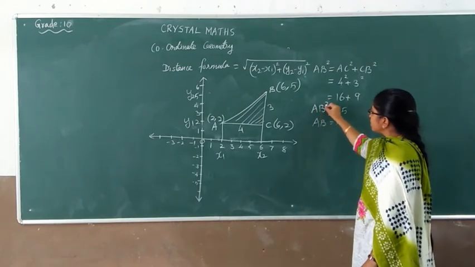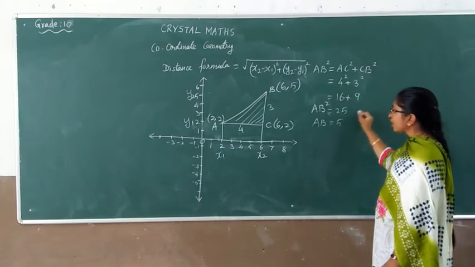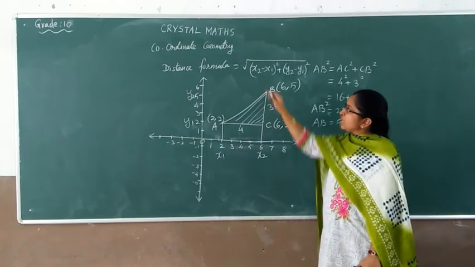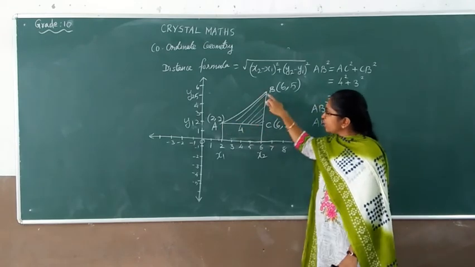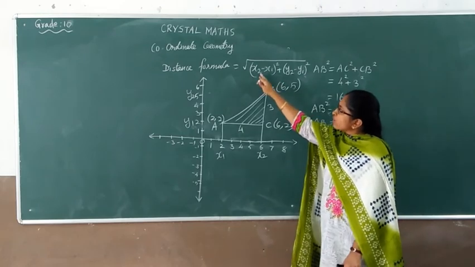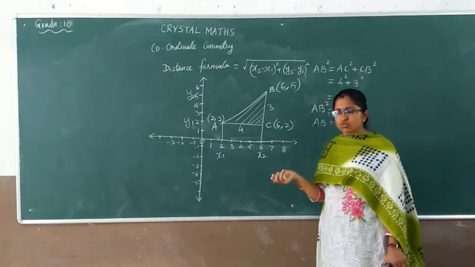AB square is this one. I want AB. AB is nothing but, if we take the square root, we get the answer. So, from this we can remember very easily the distance between any 2 points in coordinate geometry in a graph: square root of (x2 minus x1) the whole square plus (y2 minus y1) the whole square.